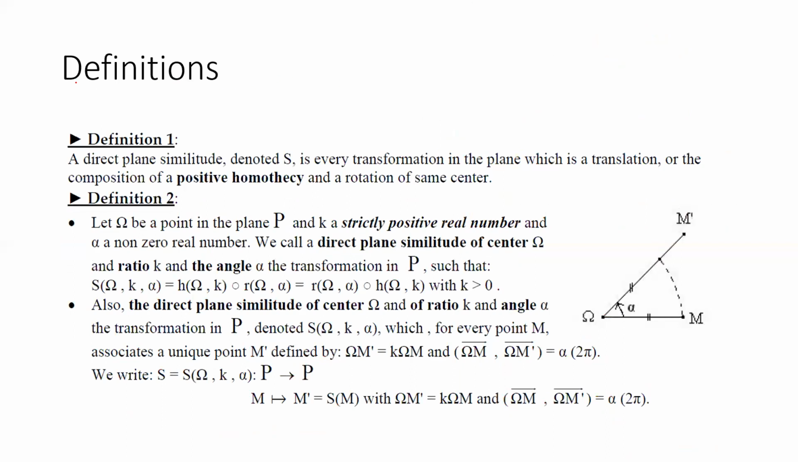Okay, definitions. First definition. A direct plane similitude, denoted by S, is every transformation in the plane, any transformation in the plane, which is a translation or the composite of a positive dilation and a rotation of the same center. So a direct plane similitude, the definition matters to me, is the composite of a positive dilation and a rotation with the same center.